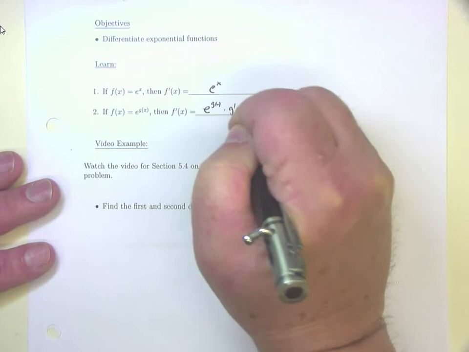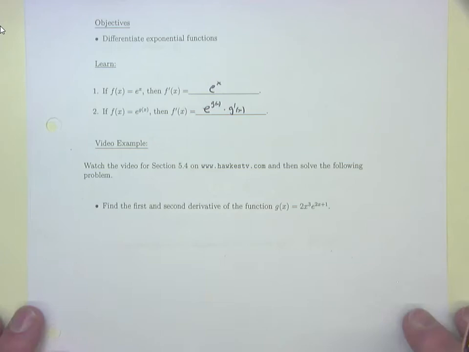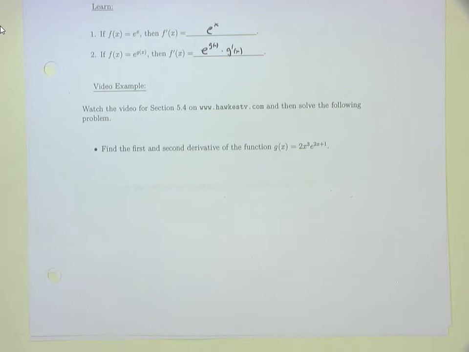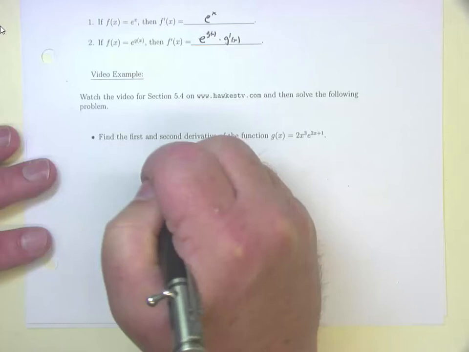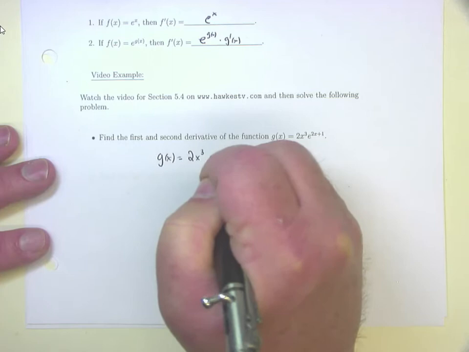So, look at what they asked for in your video example here. Again, please watch the Hawks TV, www.hawkstv.com, and go to that section 5.4. They have a similar problem, different from this one, as I'm making the video for this one. So here we go. Find the first and second derivative of g of x is equal to 2x cubed times e to the 2x plus 1.